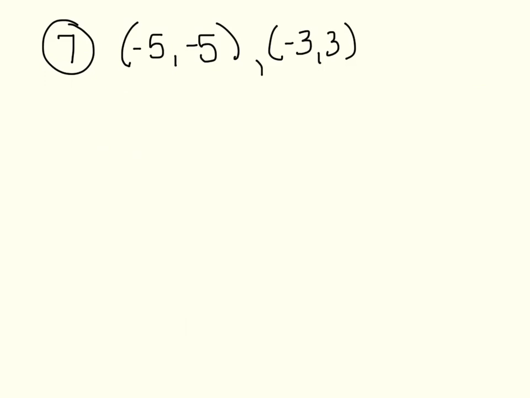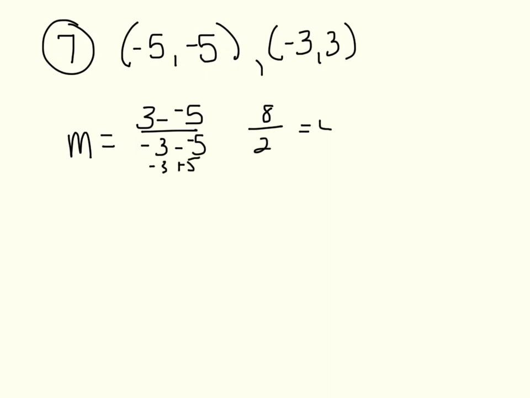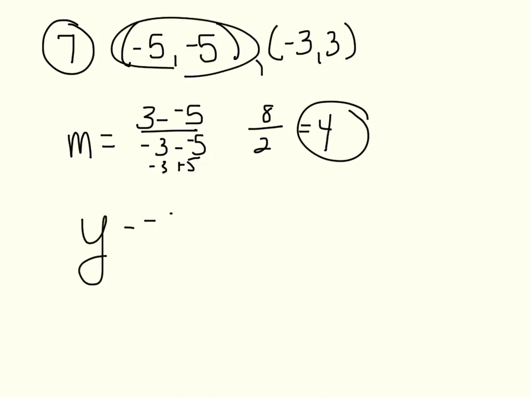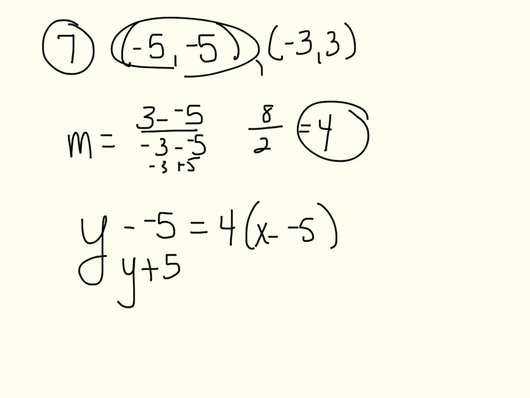The last example, we still want to write it in slope-intercept form. Step 1, let's find slope. 3 minus negative 5 over 3 minus negative 5. That gives me 3 plus 5, which is 8, and negative 3 plus 5, which is 2. That gives me a slope of 4. So now I'm going to plug this slope of 4 in, and I'm going to pick this point here. So y minus y1 equals my slope times x minus x sub 1. Simplified, that's y plus 5 equals 4 times x plus 5.